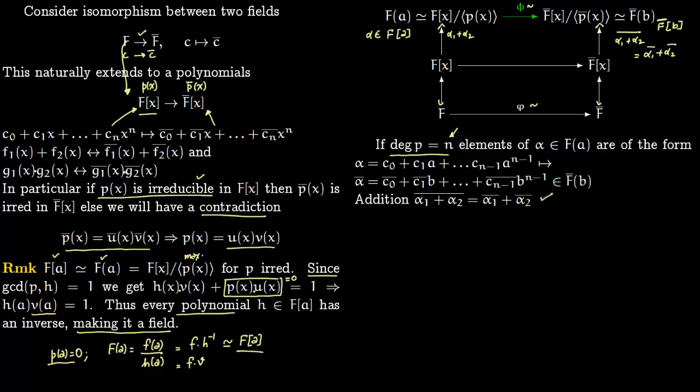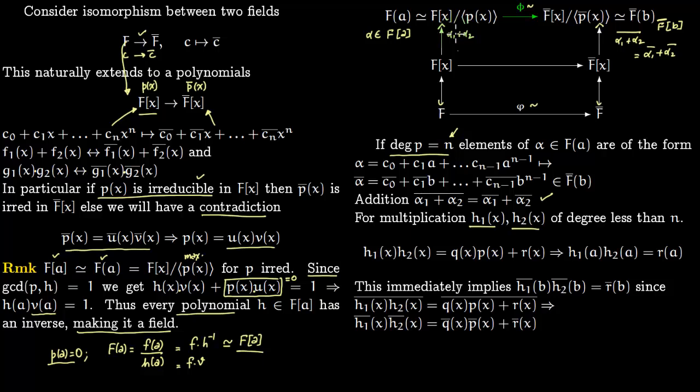So this holds. Multiplication, again you have, say, two polynomials h1 and h2 here. Then these h1 and h2 will get mapped to h1 bar and h2 bar here. So say they are of degree less than n, then you can multiply them. But you have to mod out by p of x. So you have to divide by p of x. So you will get some remainder. And then you have to plug in a. So this term will become 0 because a is the root of p of x. So you get h1(a) times h2(a) is r(a). Now we have to show that h1 bar(b) times h2 bar(b) is r bar(b). Because a is getting mapped to b, this should make sense in multiplication also.